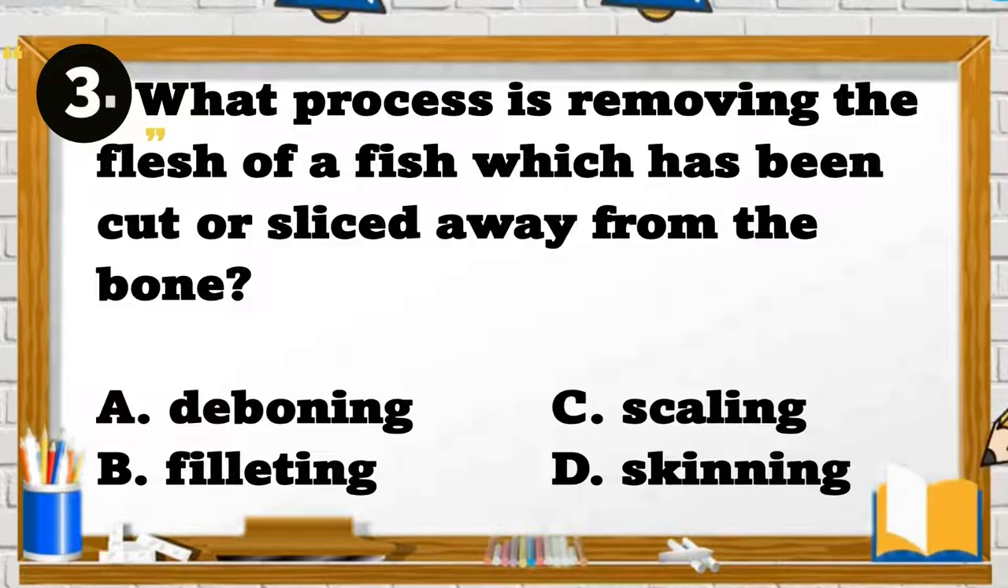Number 3. What process is removing the flesh of a fish which has been cut or sliced away from the bone? Is it A. Deboning, B. Filleting, C. Scaling, or D. Skinning?